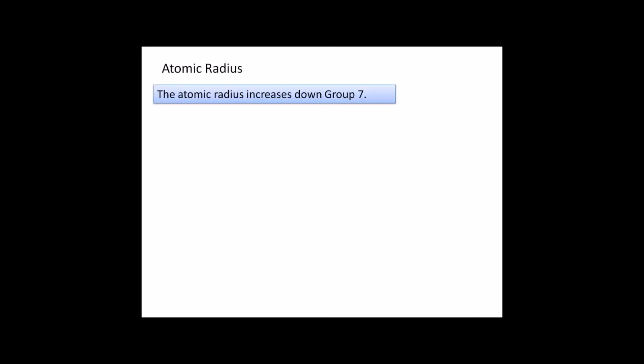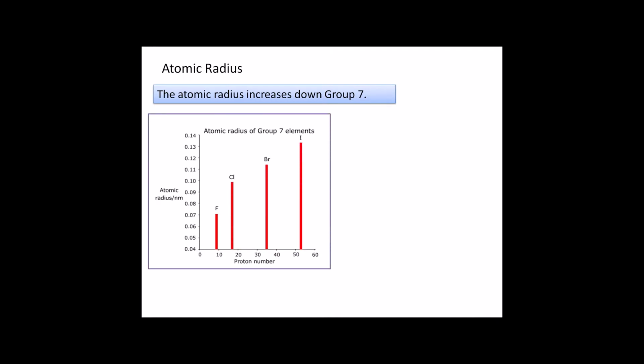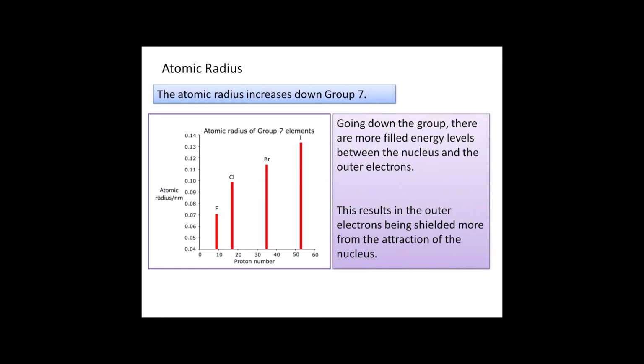So one other thing that we need to have another quick look at is that the atomic radius, or the size of the atom, gets larger as we go down the group. Fluorine has only got a radius of about 0.07 nanometers, whereas chlorine is a little bit bigger at 0.10 nanometers. Bromine is about 0.115, and then iodine is about 0.13 nanometers. So as we go down the group, the atoms get bigger, and this makes a difference to the reactivity.